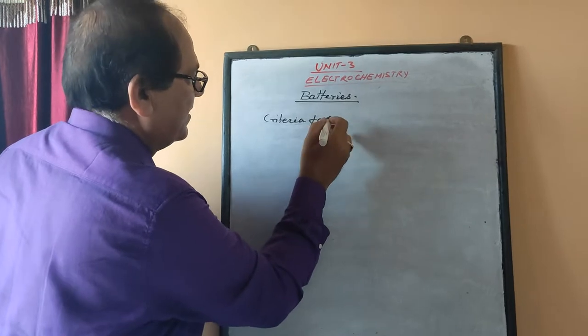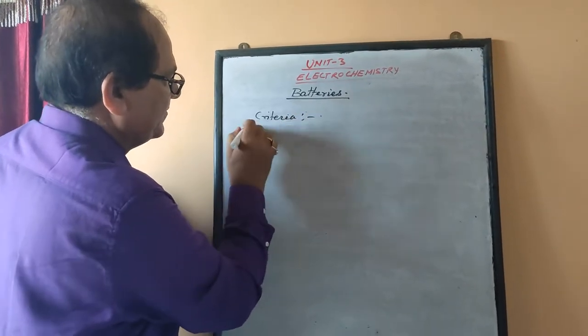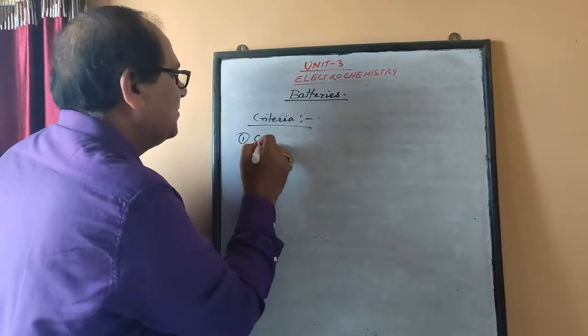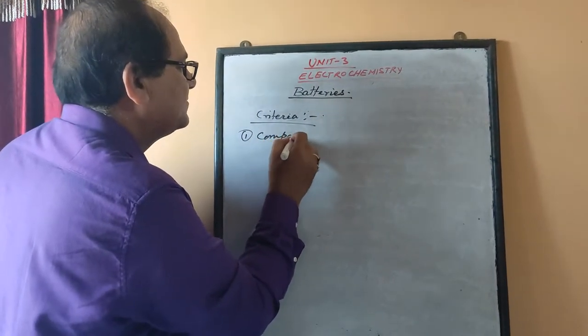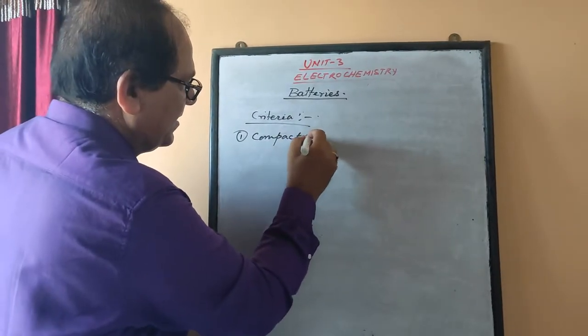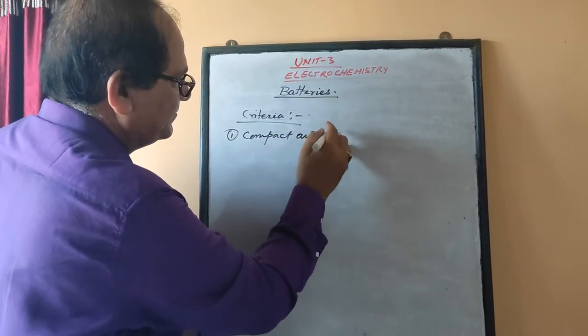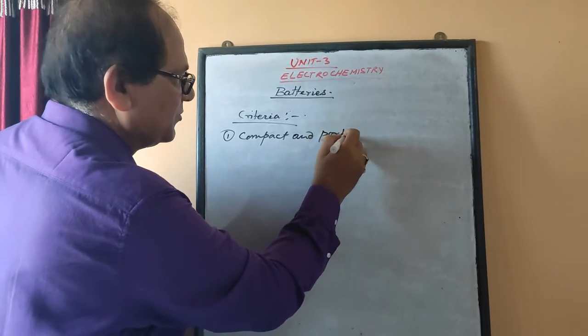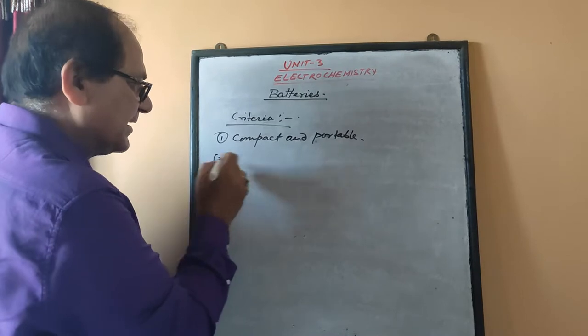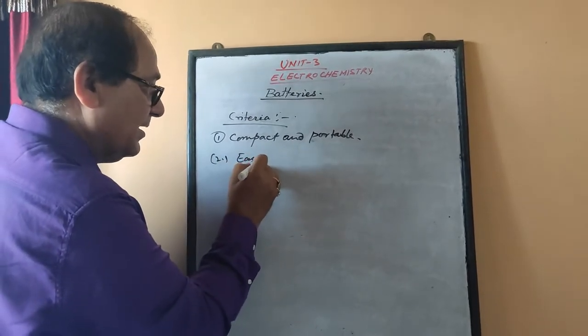Criteria for a battery. Point number 1: it should be compact and portable. Point number 2: easy to handle.